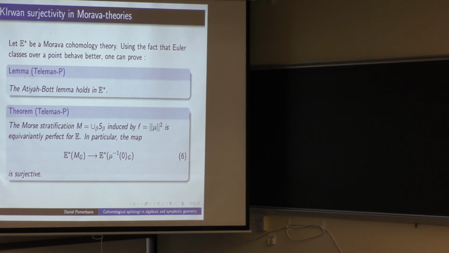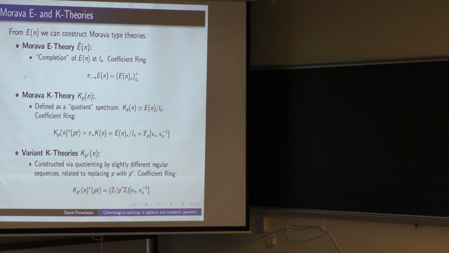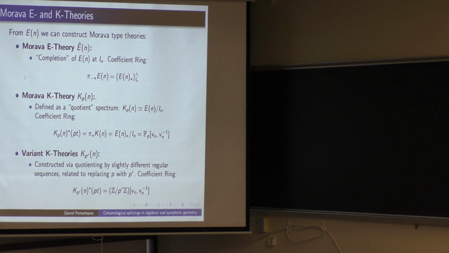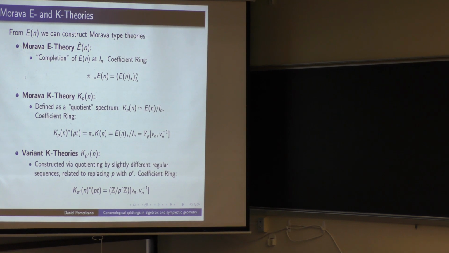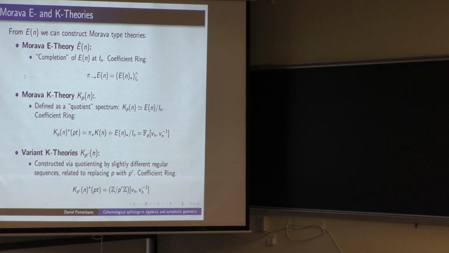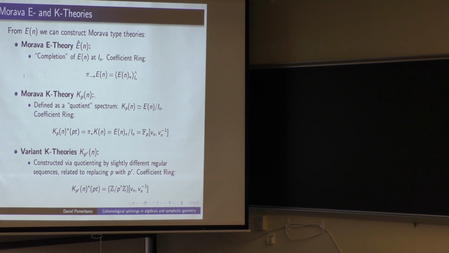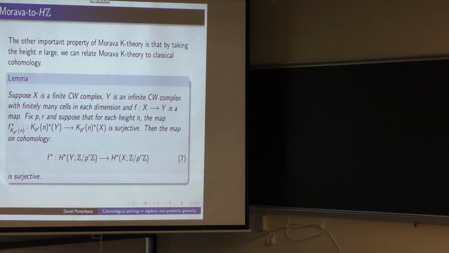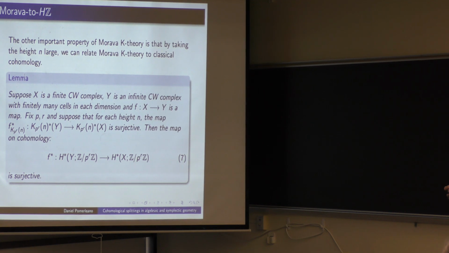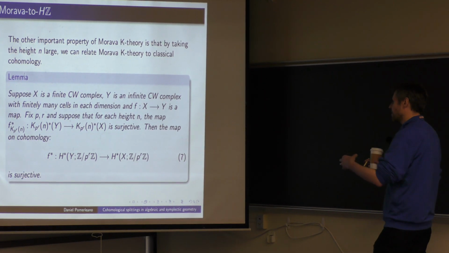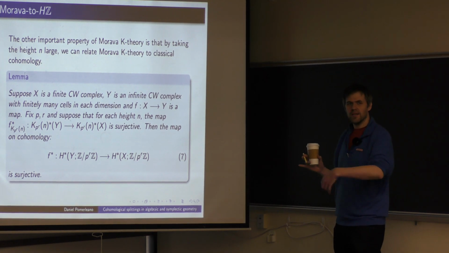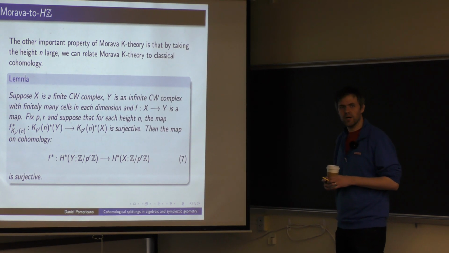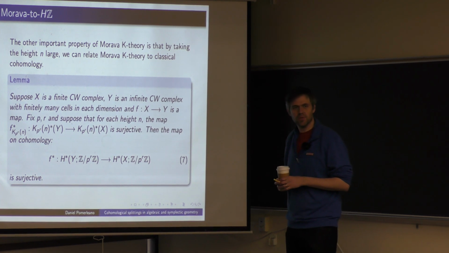E can be any of the cohomology theories here. So it could be this thing which is maybe over p-adic integers, and the first one is a completion, or over Fp, basically over Fp coefficients. But the important point is that these Morava K-theories, if you take the height large enough, actually give you information about the ordinary cohomology by the Atiyah-Hirzebruch sequence.